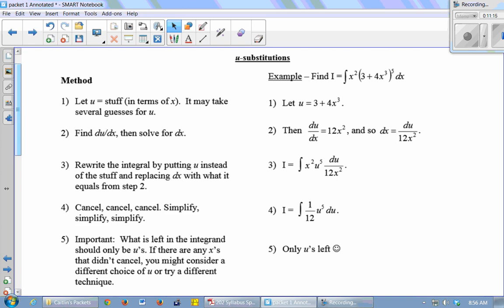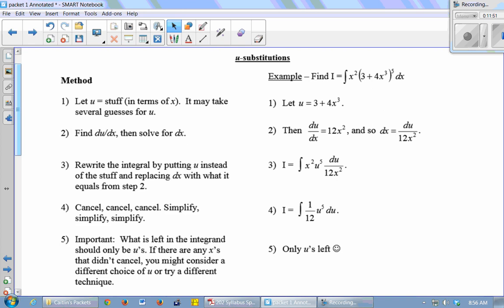So sometimes it's really obvious what the u will be, because the ideal is that you would pick u to be something whose derivative also shows up in the integrand. But sometimes it will take more than one guess, and that is totally normal. And don't get frustrated if you have to try 2 or 3 times to find a u that will work. Step 2, find du dx and solve for dx. Step 3, rewrite the integral by putting in u instead of the stuff and replacing dx with what you got in step 2.